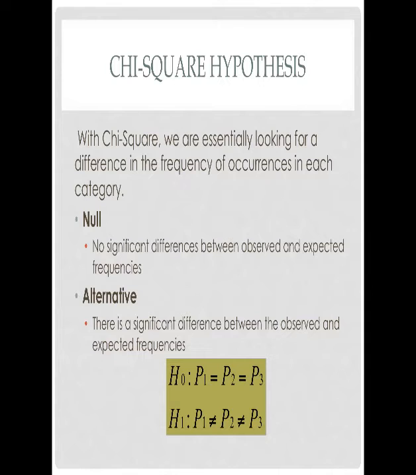And if you want to write it using notation, that will look like H0, that is going to be your null, right? So P1 equals P2 equals P3. Those are the number of categories you're having, right? So parameter 1 equals parameter 2 equals parameter 3. And your alternative says that there are differences between the three parameters.